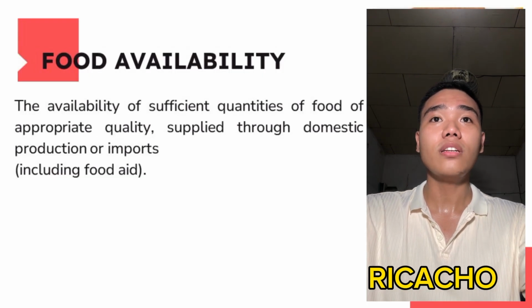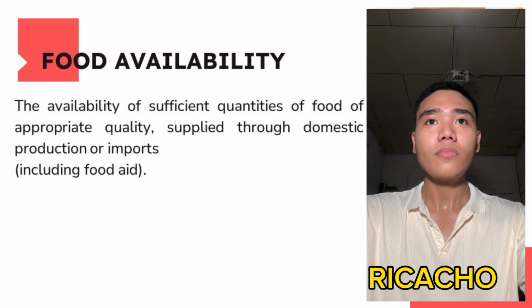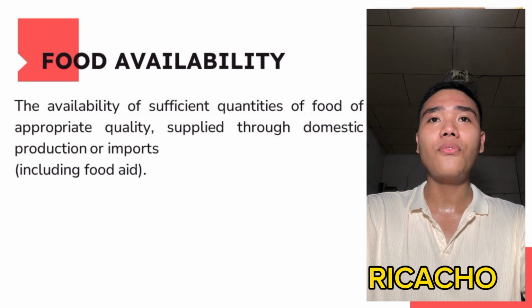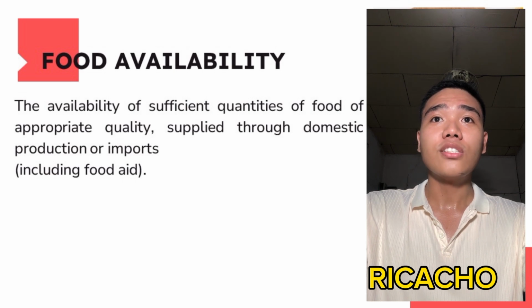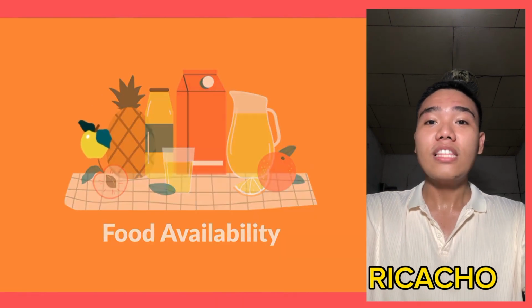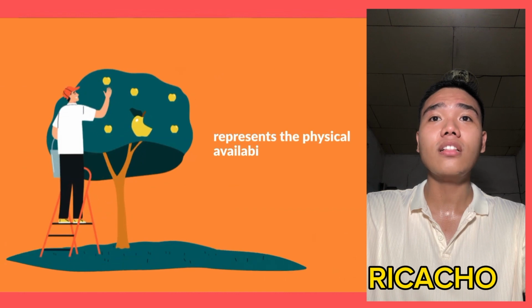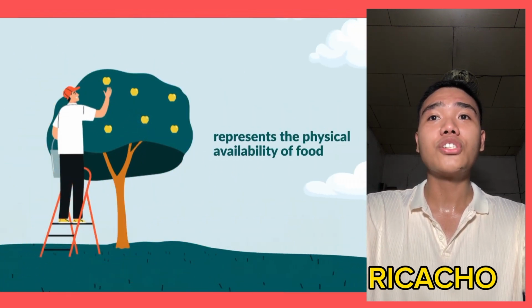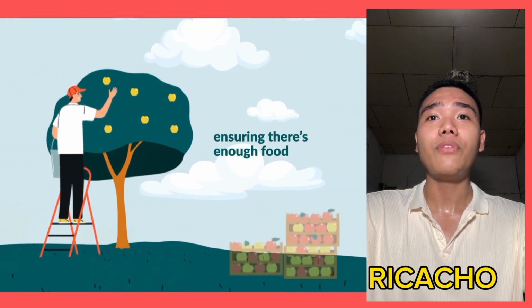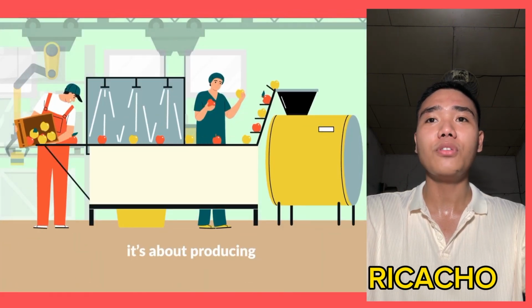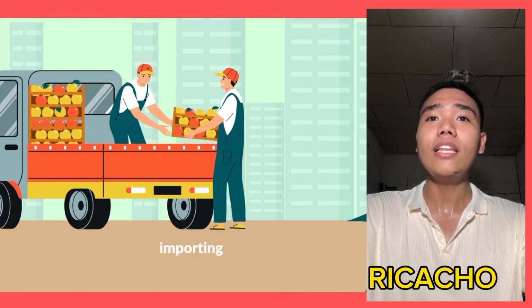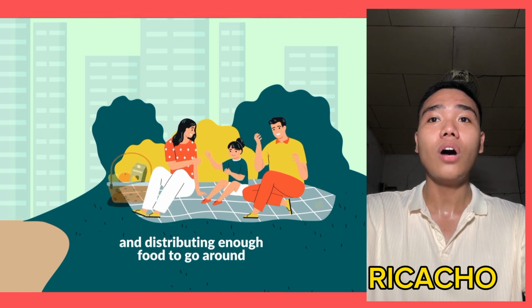So, the first one is the food availability. Food availability is the availability of sufficient quantities of food of appropriate quality supplied through domestic production or inputs. This includes food aids. This section represents the physical availability of food, ensuring that there's enough food to meet everyone's nutritional needs. It's about producing, importing, and distributing enough food to go around, filling our plates with a variety of options.